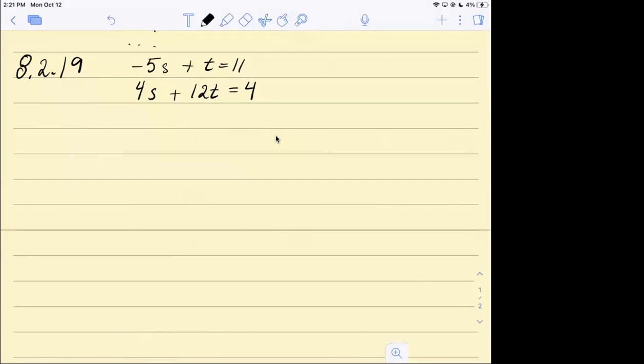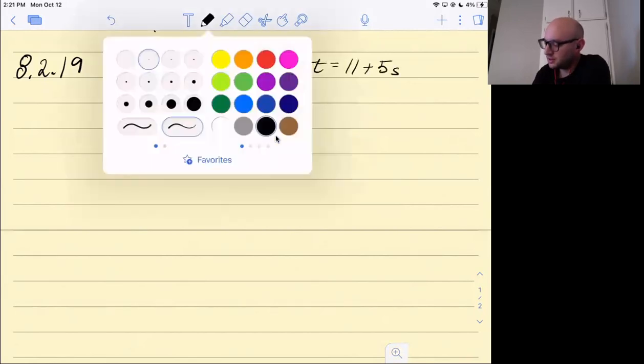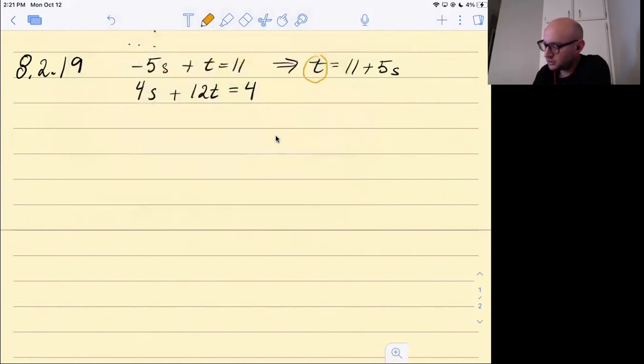Move 5s to the other side. Awesome, yeah, I like that. So just rewrite this as t equals 11 plus 5s. And then you can plug that in for t. Here's t, orange, and just plug it in for this t. And remember your parentheses.